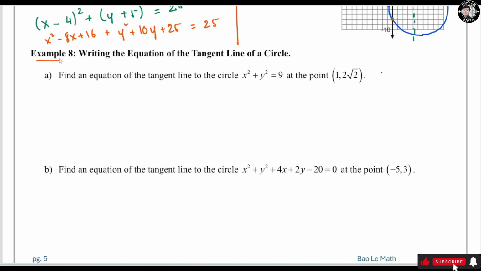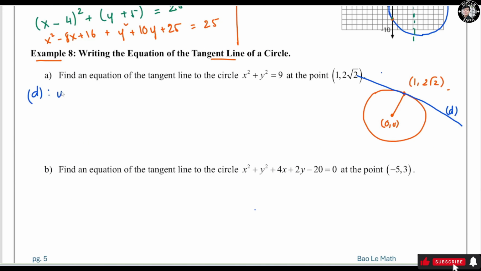Now, example number 8. Write the equation of the tangent line of a circle. You're given the circle right here and the tangent point right here, right? So the center of the circle, h and k, is going to be 0, 0, right? Now, we're going to sketch the circle. Now, let's call the equation of the tangent line y equals mx plus b, right? We need to solve for m and b, right?